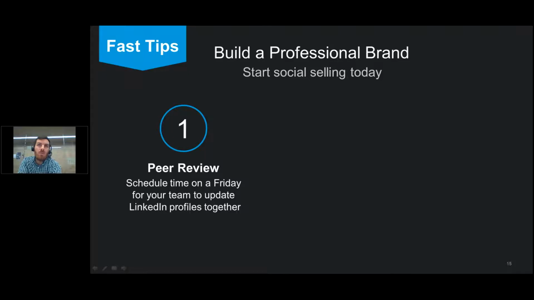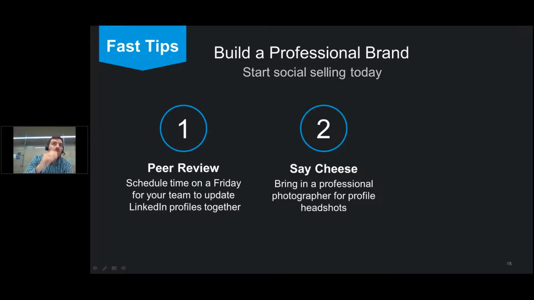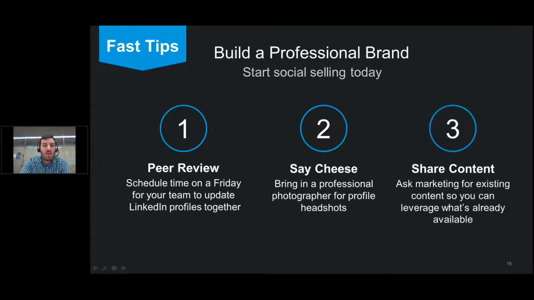So peer review. If you're looking at it and you're like, oh shoot, Kevin, I didn't even have a profile picture on there, let's get some other people's eyes on it who've done it well. That's a great starting point. That's what I did when I came into LinkedIn. I had professional eyes all over my profile that really gave me feedback. Making sure you have a profile picture and a good headshot, and then sharing content.